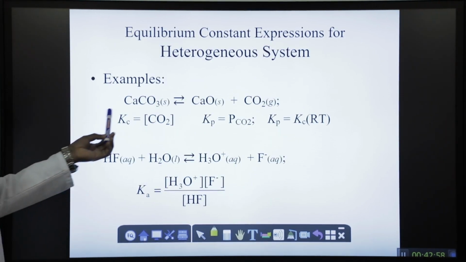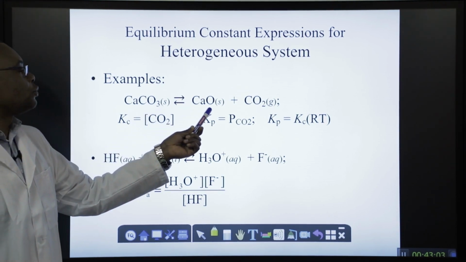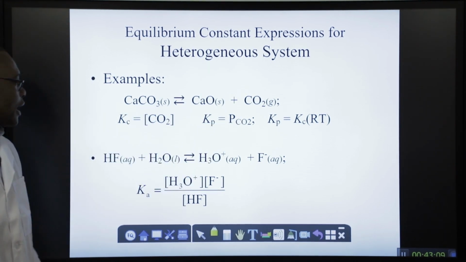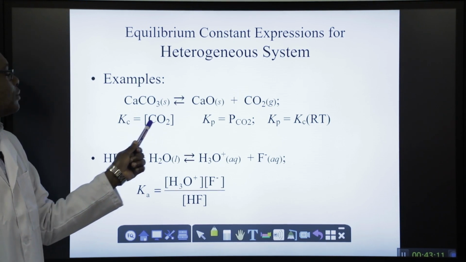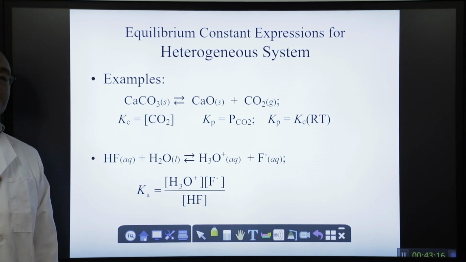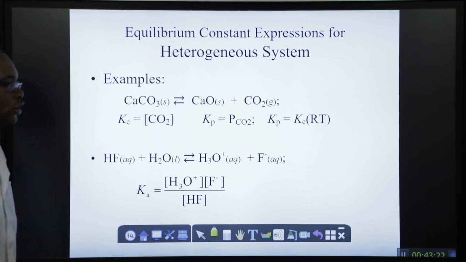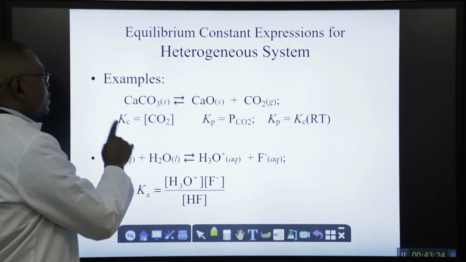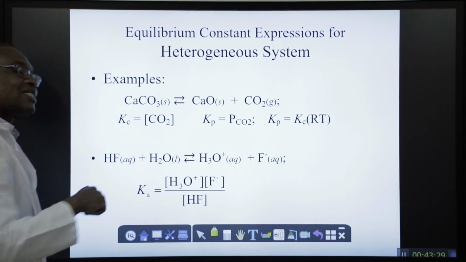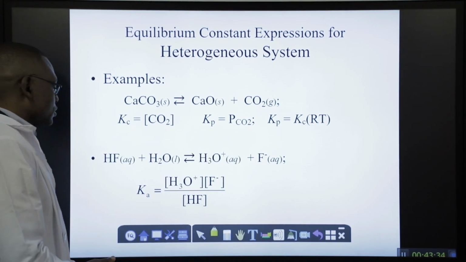So for example here, we are saying calcium carbonate, a solid, breaks down to calcium oxide, a solid, plus carbon dioxide, a gas. You see that Kc is simply the concentration of carbon dioxide, because that's the only species you can account for its change in concentration. All these other solid species you cannot. So in other words, this whole expression you can best represent using Kp, which is equal to the partial pressure of carbon dioxide.